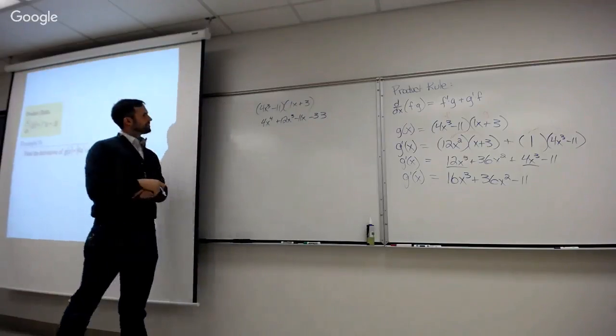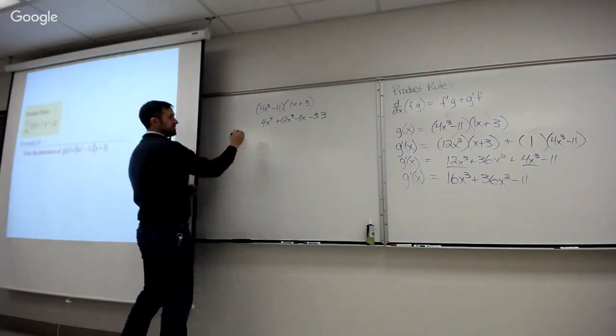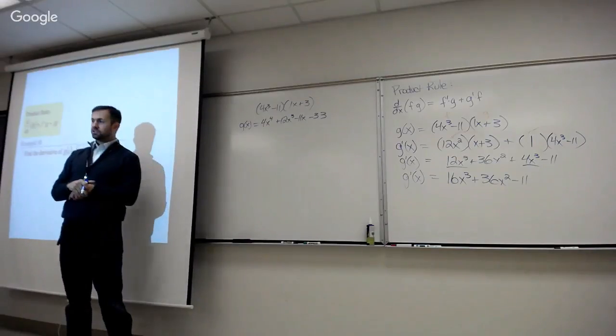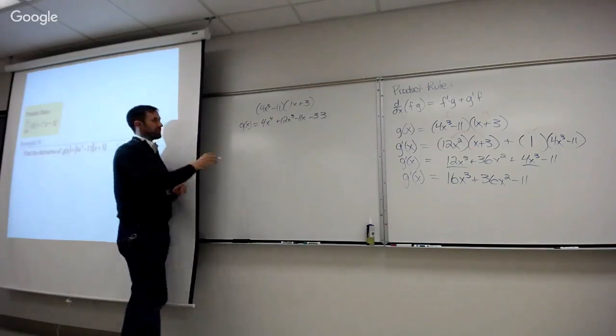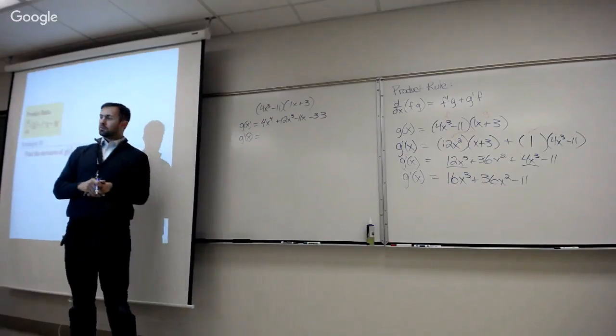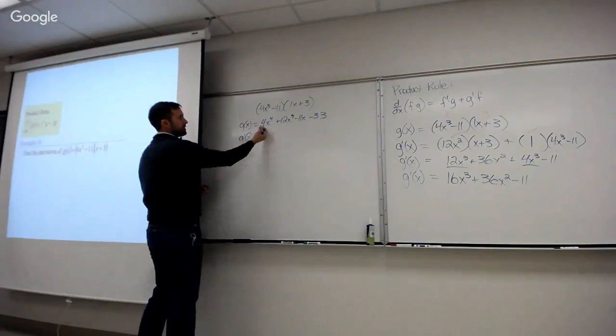Did I do that right? 4x to the fourth plus 12x cubed minus 11x minus 33. Yeah, that's g of x also. Right? Isn't that still the original g of x function? Now, can I take the derivative of that doing the normal power rule? This is now just the normal power rule, because I can take the derivative of each term by term by term. So what's the derivative of 4x to the fourth?